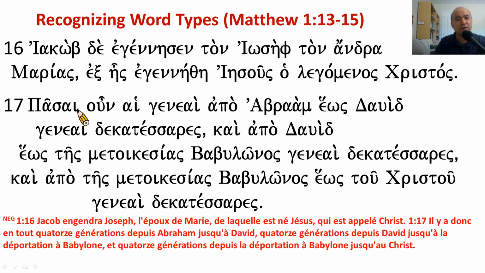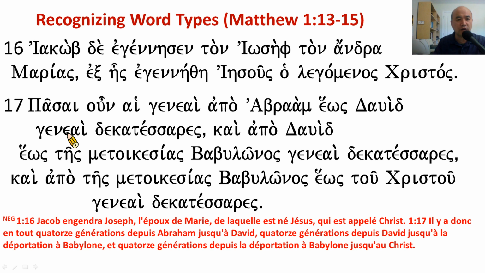How about pasai? Do you see the same ending here? Pasai means all the generations. Therefore, all the generations. We later learn the declension of this important word, pas. Pasai hai geneai apo Abraam. Here is another non-inflectional word, a preposition, "from." Apo Abraam, from Abraham. Heos David. In this case, you cannot see the case. It doesn't matter. Simply you have to know apo means from, heos means until, from A until B. From Abraam until David.